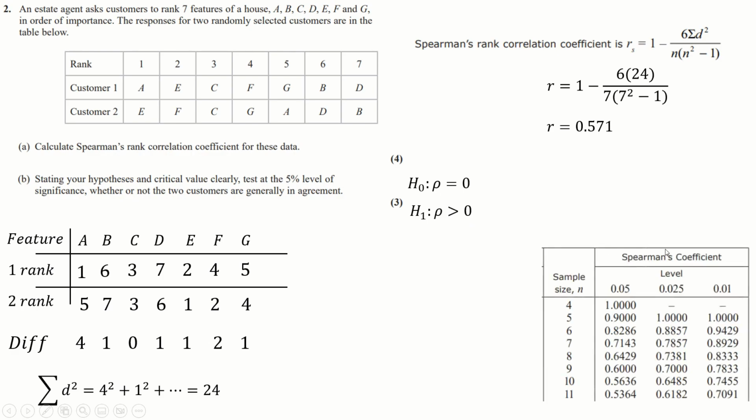Look at the Spearman's coefficient. Of course, sample size is 7. It's a one-tailed test, 5%, so that's 0.05, so that's this box here. Our number is less than that, so we're not in the critical region, so we'll accept H0.